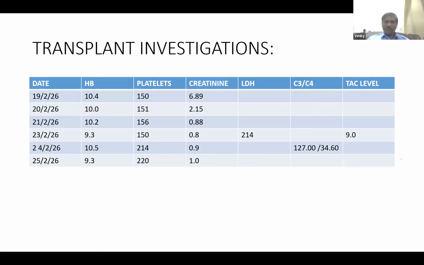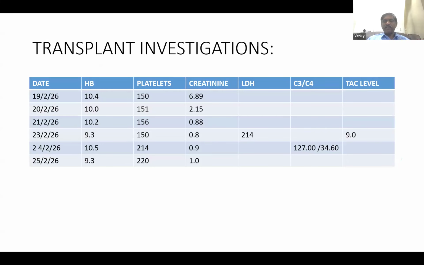So these are his post-transplant investigations. His hemoglobin was followed daily. It was around the same, with no major fall. His platelets improved over the course of the transplant. His creatinine touched baseline on day 3 at 0.8 and continued to be around the same till discharge. His LDH was normal and the complement levels were normal.